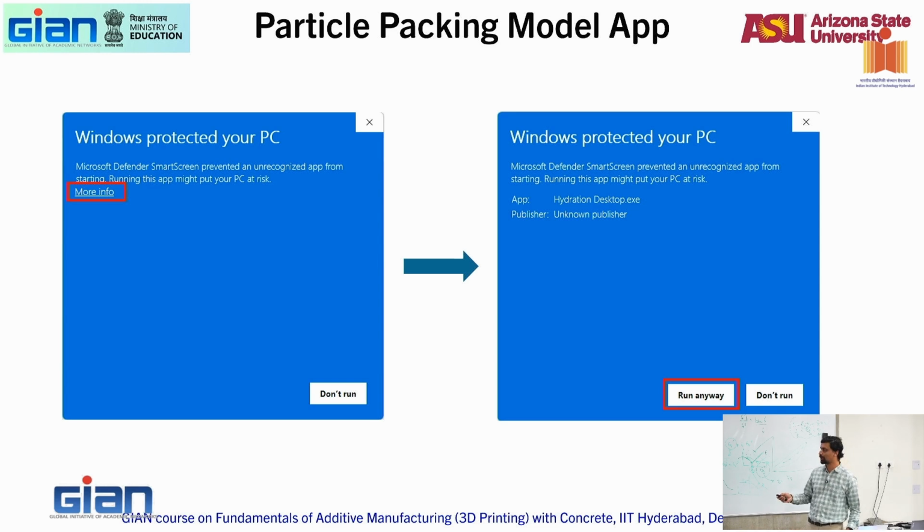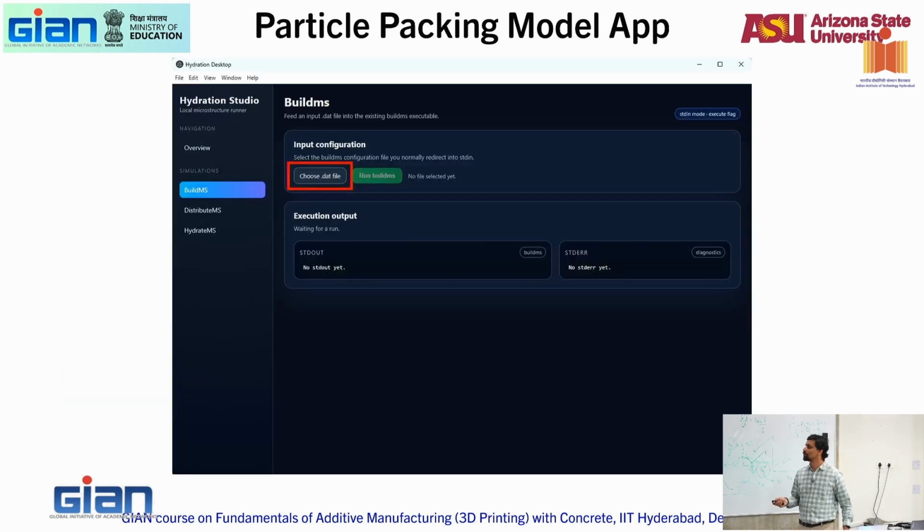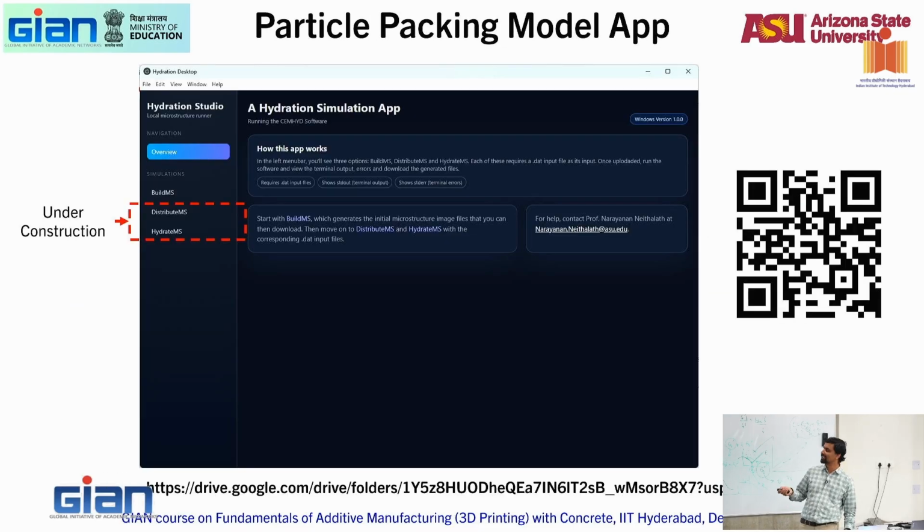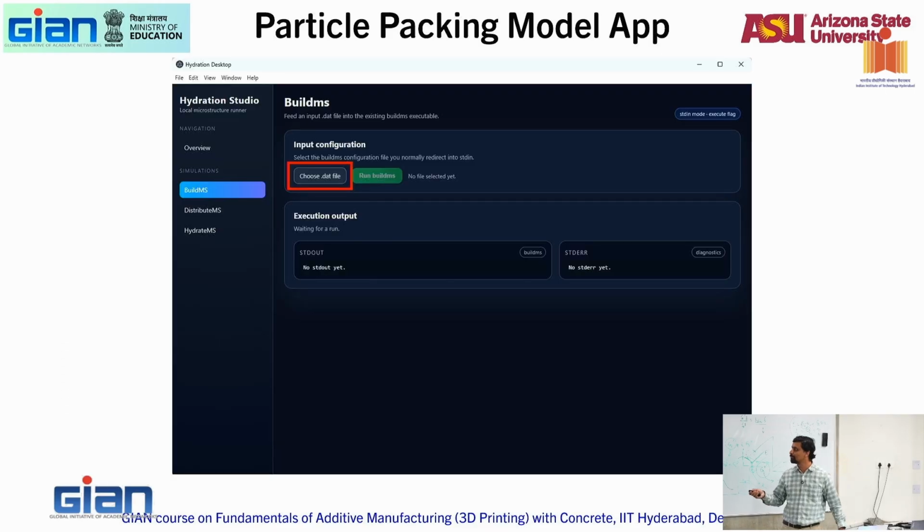I hope nobody's having a problem till this point. So this is the software interface. We have three different menus. The build MS is the one that generates the microstructure. The second one, distribute MS, is used once the microstructure is generated. I was talking about this outside also: we plan to develop this as microstructure generation and then use it for cement hydration. So, is there an issue?